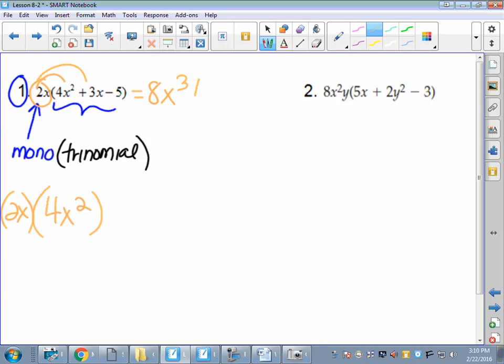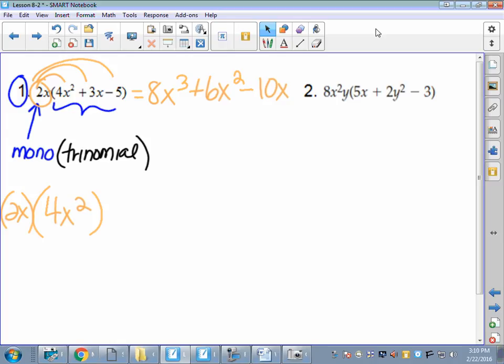2x times 3x then should be a 6x to the second, and 2x times that minus 5 will be a negative 10x. It's in descending order or standard form, and there are no like terms to combine, so we are done with that problem.